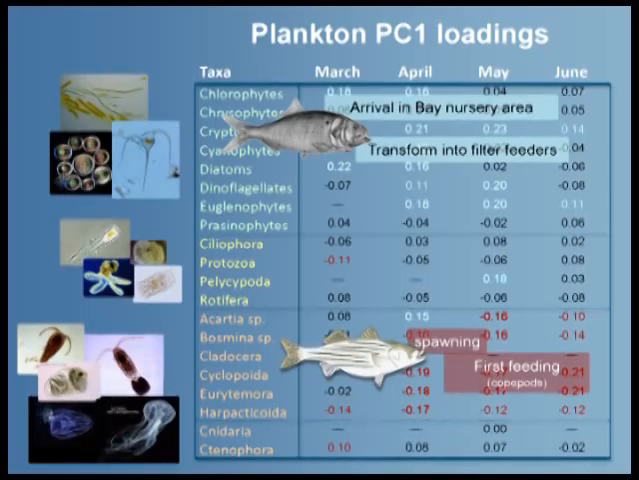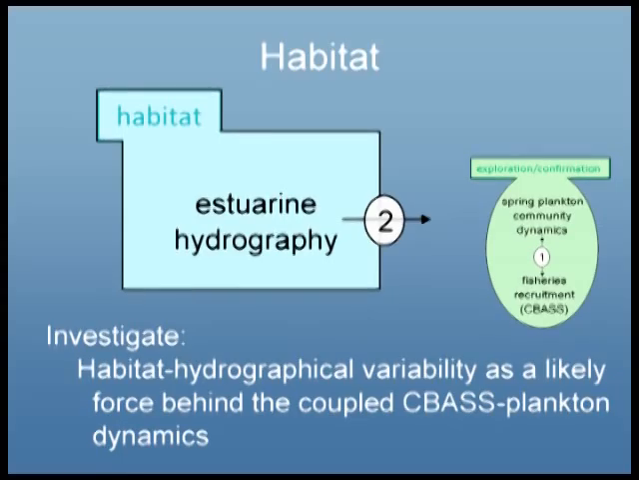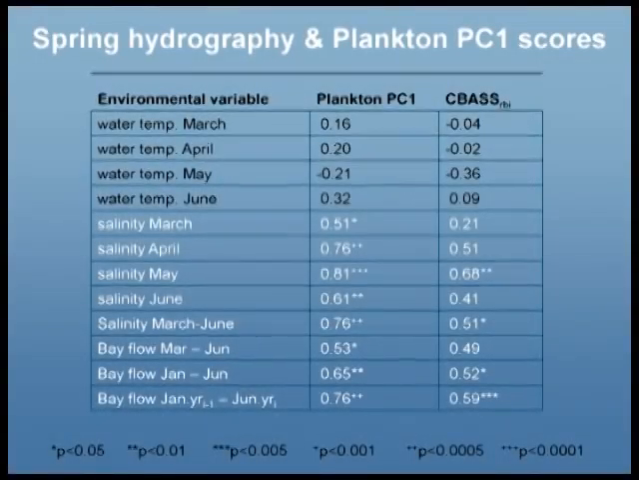So now we asked, is hydrography a forcing mechanism here? Just like we aggregated across the entire OMTZ of the bay for plankton, we did that for water temperature and salinity for March, April, May, and June. And then we also looked at bay flow from January to June, because we know flow might affect salinity before you actually are looking at the plankton. And the plankton weren't counted in January, so we could only use March through June.